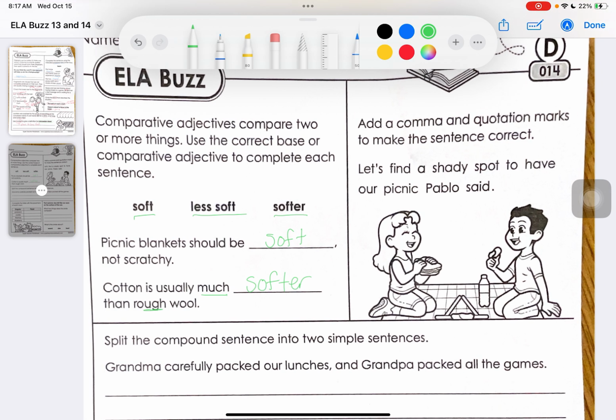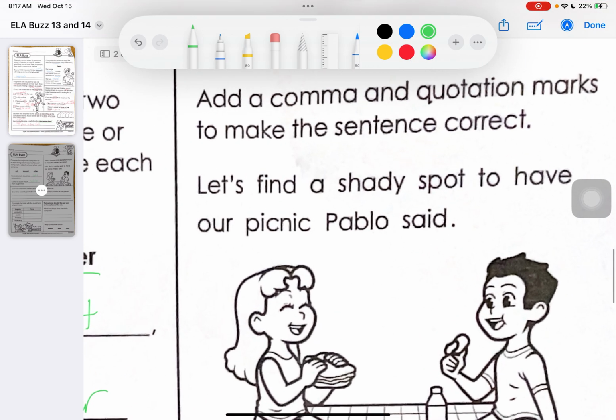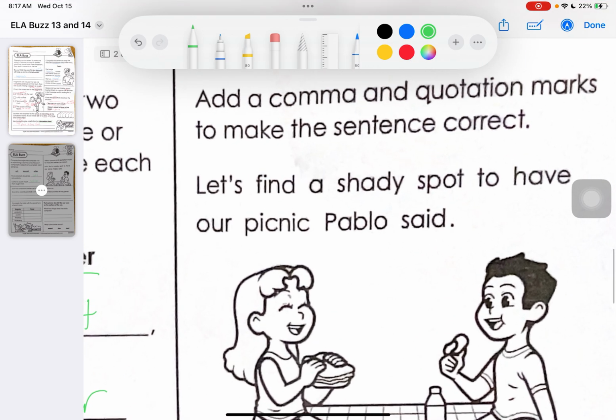Add a comma and quotation marks to make the sentence correct. Let's find a shady spot to have our picnic, Pablo said. Well, this you should be able to do. We've done practice in class. So we need the quotation marks. What did he actually say? He said, let's find a shady spot to have our picnic. So I'm going to put quotation marks around that.